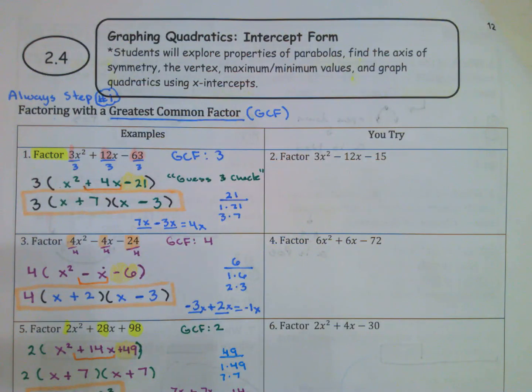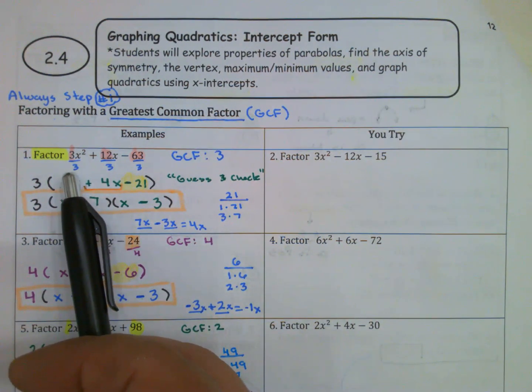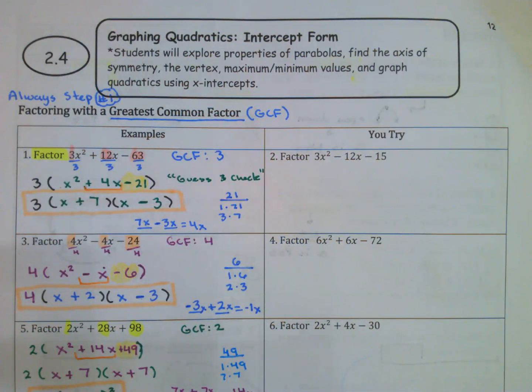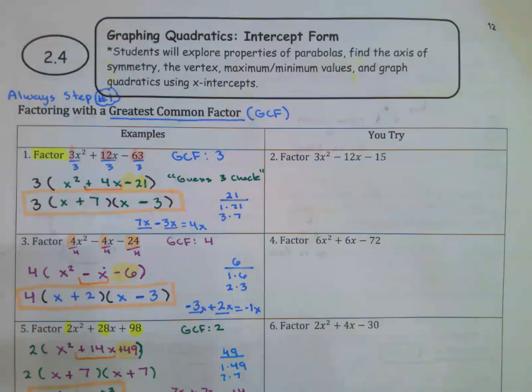So today we're going to be doing notes 2.4, graphing quadratics in intercept form. Now, the other day we were talking about factoring, and when it comes to factoring, we always want to make sure that we're looking for a GCF when we factor. And so we're going to do one more just as a practice.